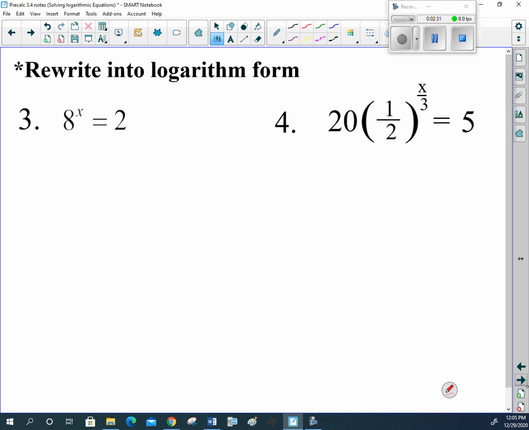Okay, now same problems, but we're going to do this different technique, and we're going to rewrite it as a logarithm. So right now I've got 8 to the x power equals 2. So if I rewrite that as a logarithm, it would go log base 8 of 2 equals x.